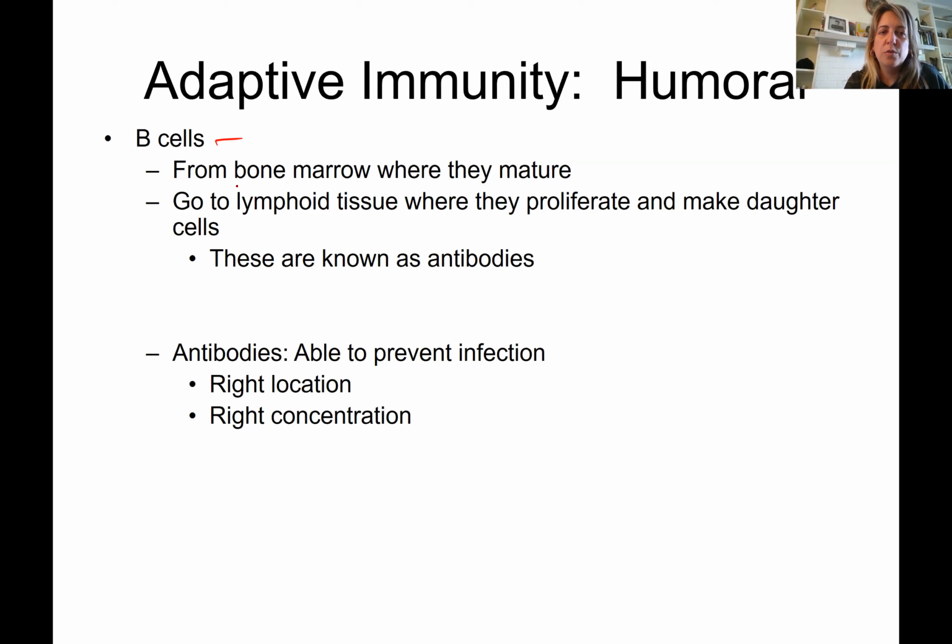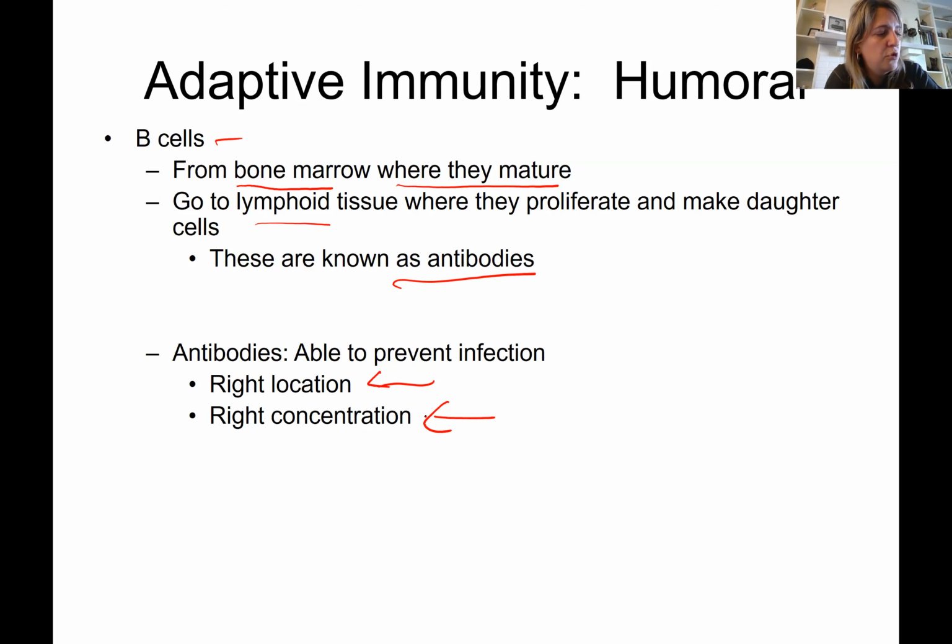The B cells are formed in the bone marrow, where they also mature, as opposed to the T cells. They go to the lymphoid tissues, and they proliferate, and they make what we call daughter cells, which is a lot of them, and they are what are known as antibodies. So antibodies are able to actually prevent infection, but they need to be in the right location, in the right concentration.